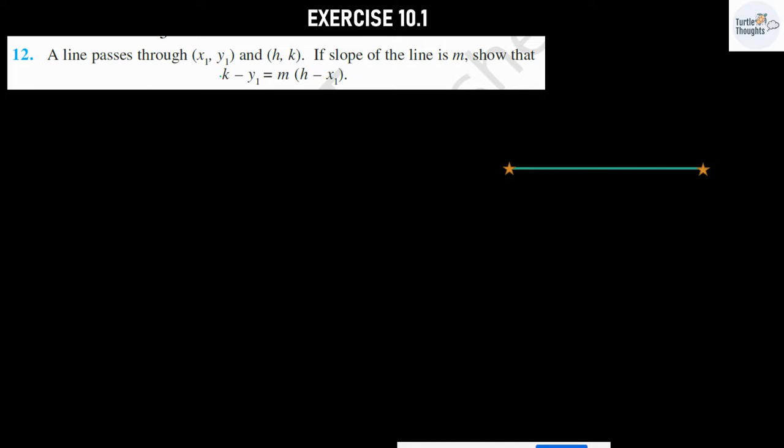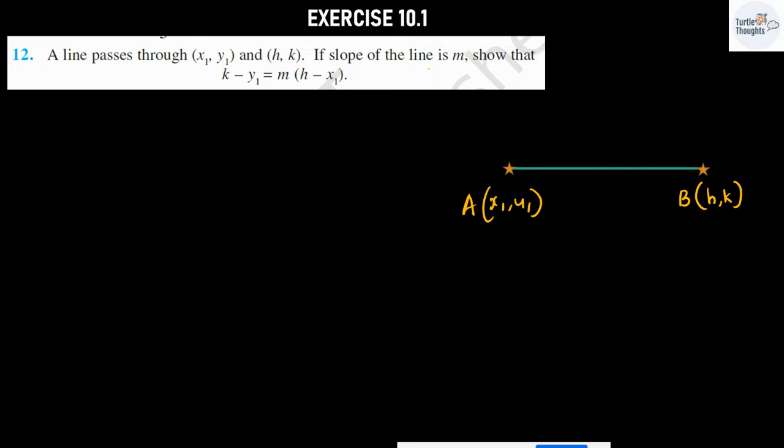A line passes through (x1, y1) and (h, k). If the slope of the line is m, show that k minus y1 is equal to m multiplied by h minus x1. So let me take a line here and I will write that to be A, which is (x1, y1), and let me take, I'll be doing that later, okay? Because it has one more formula which I want to discuss. So later I will be doing. I know I have skipped. Okay. So B can be taken as (h, k).